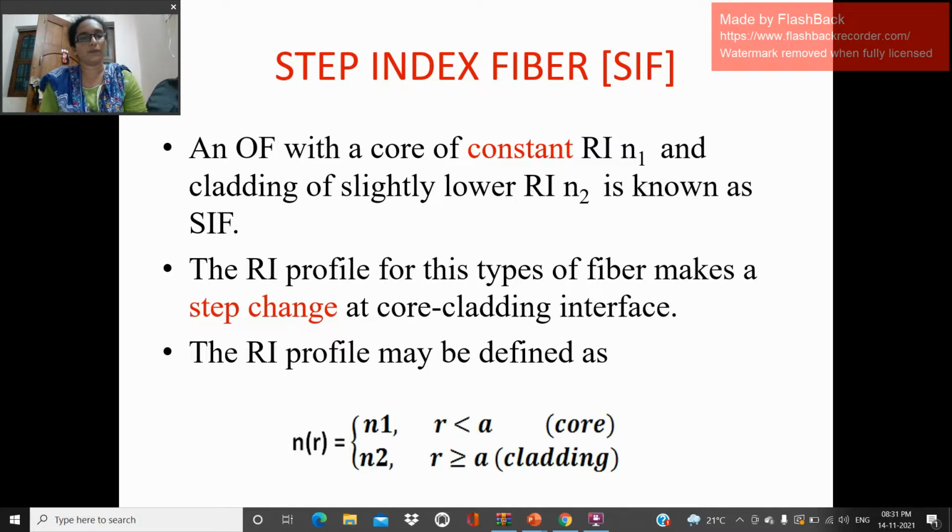So n(r), the refractive index profile, may be defined for both N1 and N2 regions as r is less than a, and r is greater than a. Here a refers to the radius. Sorry, not refractive index, r is the radius. a means the distance between the core center and the interface line. So here r is less than a for the core material, and r is greater than or equal to a for the cladding.